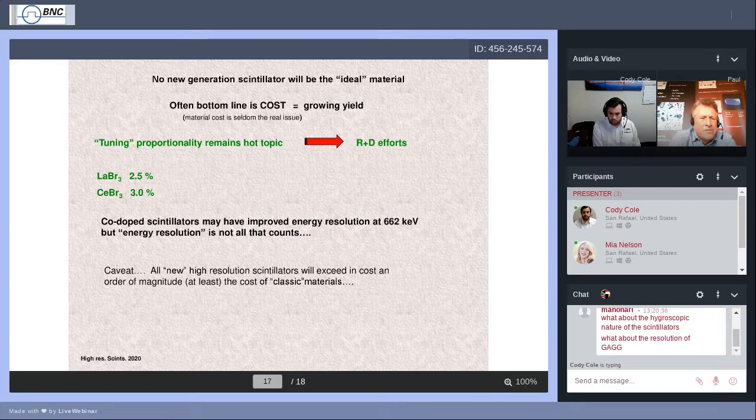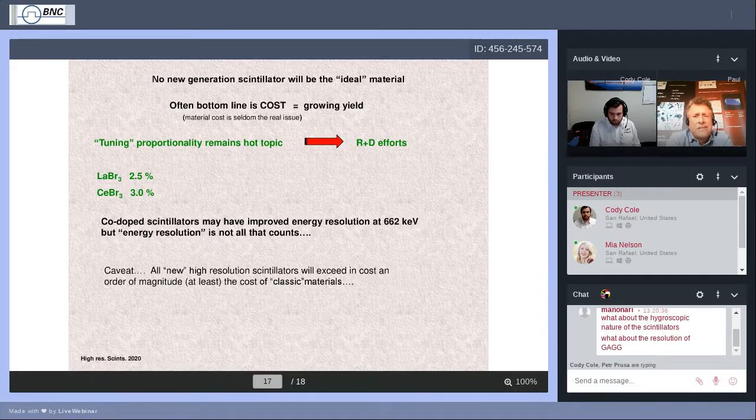At the moment, tuning proportionality is a very hot topic. It's possible by influencing this proportionality curve that I showed you in the very beginning by co-doping materials. There's a lot of R&D effort put in at the moment, and this allows us to improve the resolution slightly more than we have with current non-co-doped crystals. We see numbers for cerium bromide closing in on 3%, for example.